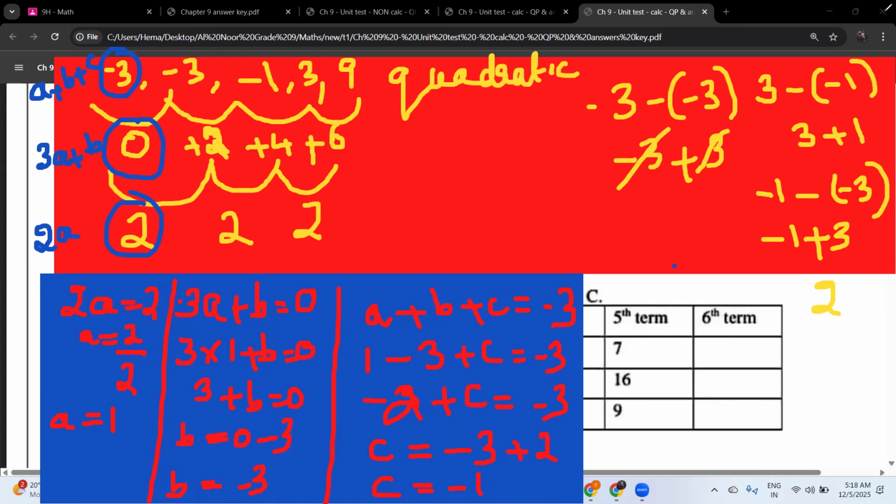So we have got all the values. Now the next step is writing the nth term. So writing the nth term, what do we do? I'm writing here. You can check here.